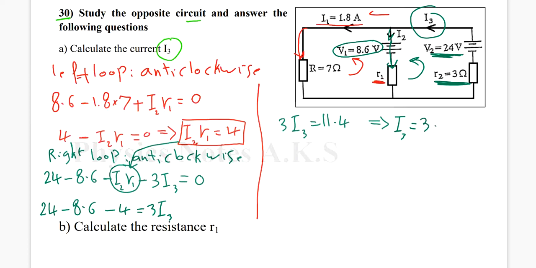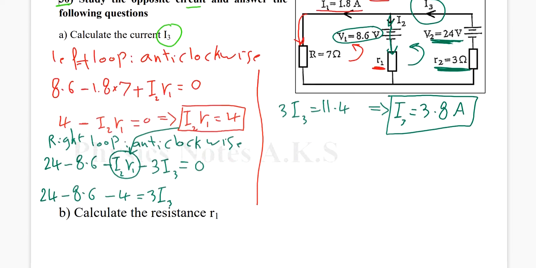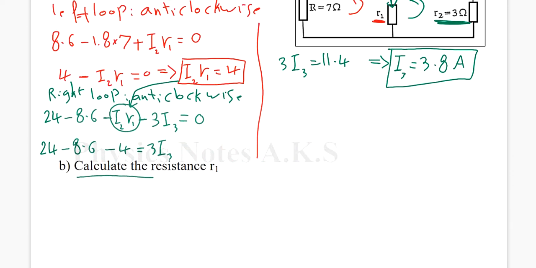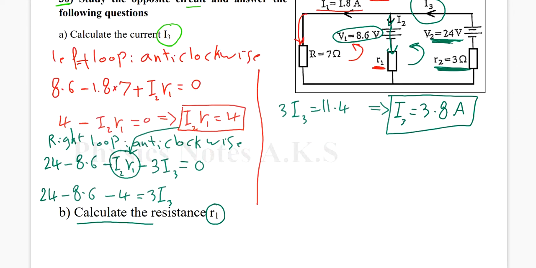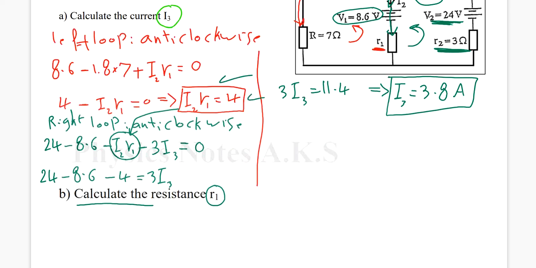3.8 ampere. So this is the value of I3. Notice it's positive, so no need to change the direction. Now in part B, they want the value of R1. Okay, guys, they want R1. So in order to find R1, I only need to find I2, right? Because you see this equation here, I found that I2 R1 equals to 4.